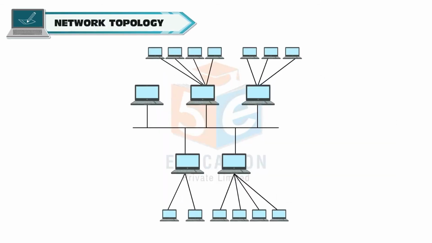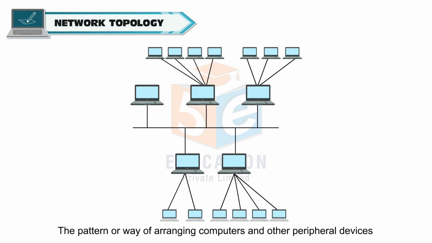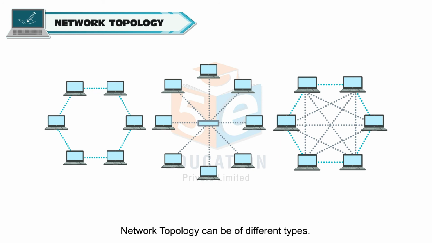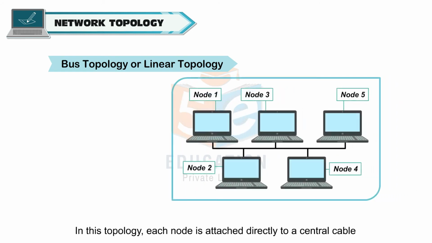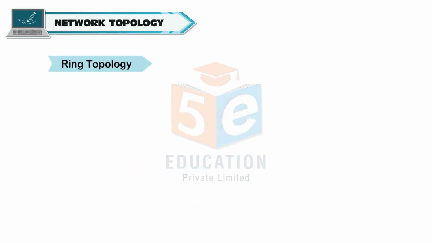Network topology. The pattern or way of arranging computers and other peripheral devices to form a network is known as network topology. Network topology can be of different types. Bus topology or linear topology. In this topology, each node is attached directly to a central cable, which is the common communication medium for all the attached nodes.